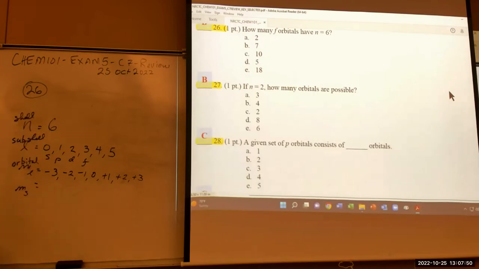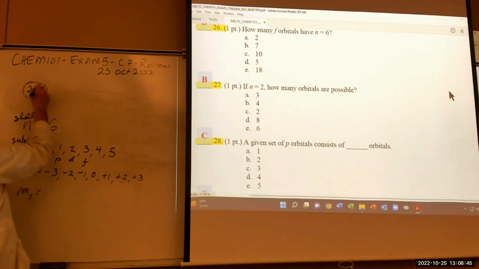Now you can either go through this process of working your way down, or you can memorize the answers. All Fs have seven orbitals. All Ds have how many? Five. Okay. All Ps have how many? Three. All Ss have how many? Just one. Yep. And we didn't go beyond F. We don't need to. You could if you wanted to. Four would give you two more on either end, right? So that'd be nine if you went to G's. Oops, I'm about to do it again. M sub L. Okay, so that's 26 is B, seven.